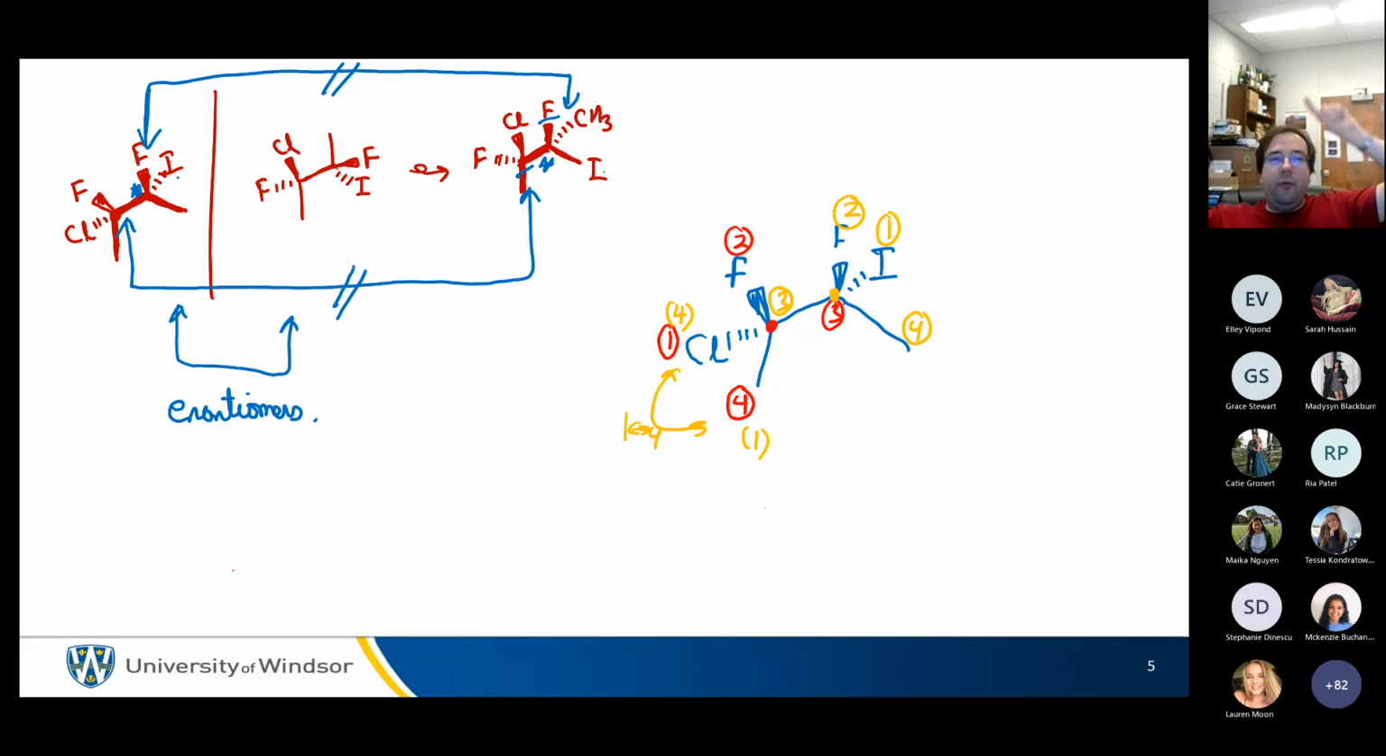I didn't care about 1. I wanted 4 back and away from me. That's all I cared about. I switched whatever I needed to get 4 back and away. Now I go from 1 to 2 to 3. 4 is back and away. That looks R, but I did a switch.